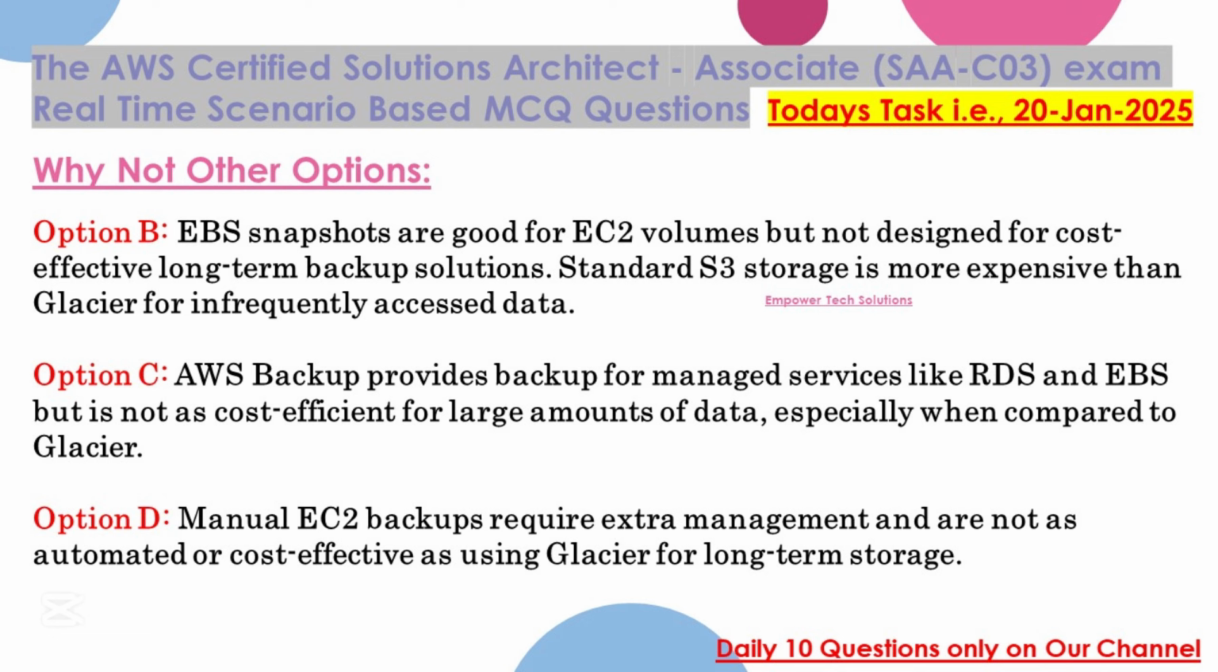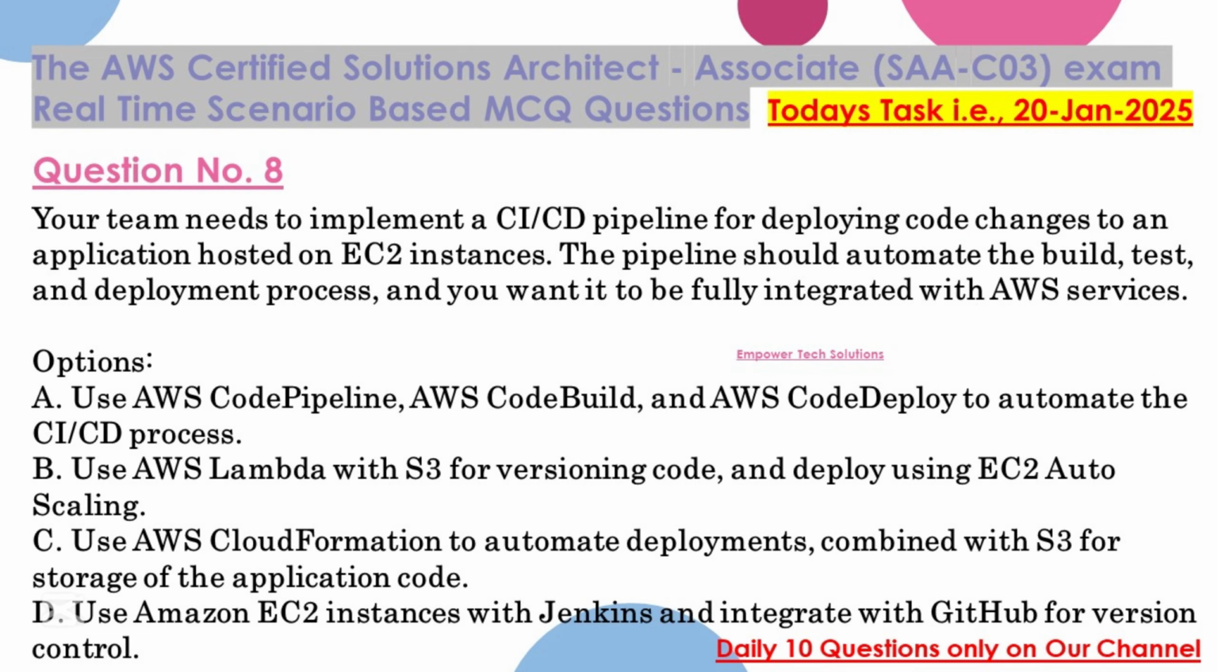Your team needs to implement a CI/CD pipeline for deploying code changes to an application hosted on EC2 instances. The pipeline should automate the build, test, and deployment process, and you want it to be fully integrated with AWS services. Options: A. Use AWS CodePipeline, AWS CodeBuild, and AWS CodeDeploy to automate the CI/CD process.